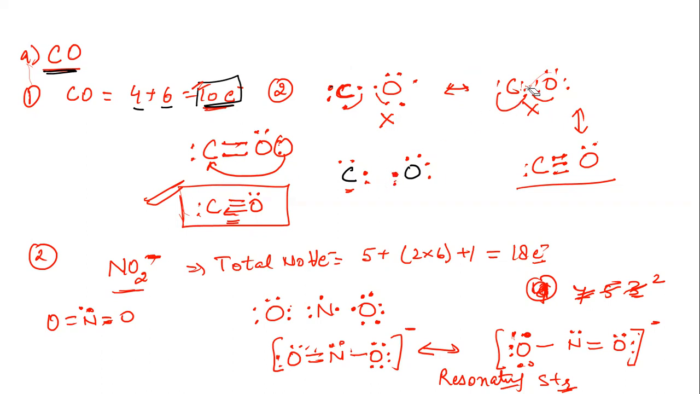Now, if we make a double bond between carbon and oxygen, again we will not be able to complete it. Why? Carbon will have only 6 electrons, but carbon needs to have 8. So how are we going to complete this? We put one more pair, so a triple bond between them. If you put a triple bond, it will work.